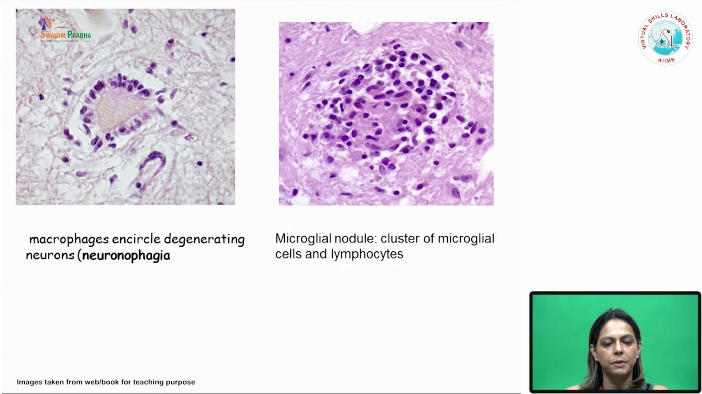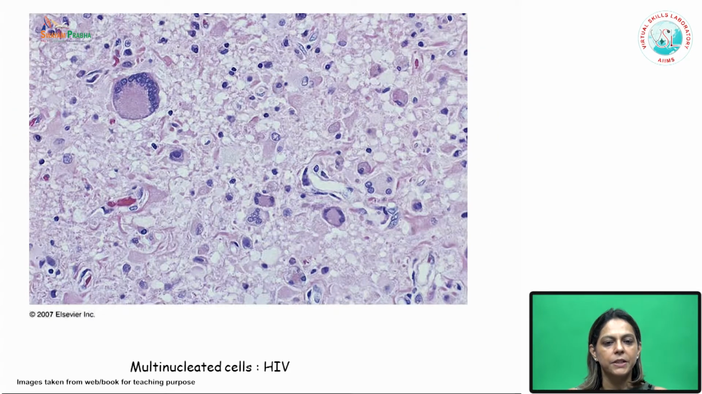Now I will show you the pictures. Look at this first picture. This is a neuron which is surrounded by numerous microglia, and this state is known as neuronophagia. The second picture shows you a microglial nodule where clusters of microglial cells are there along with lymphocytes. Then look at this third picture. Here there is formation of multinucleated giant cells, here and here. This is a case of HIV, and this also.